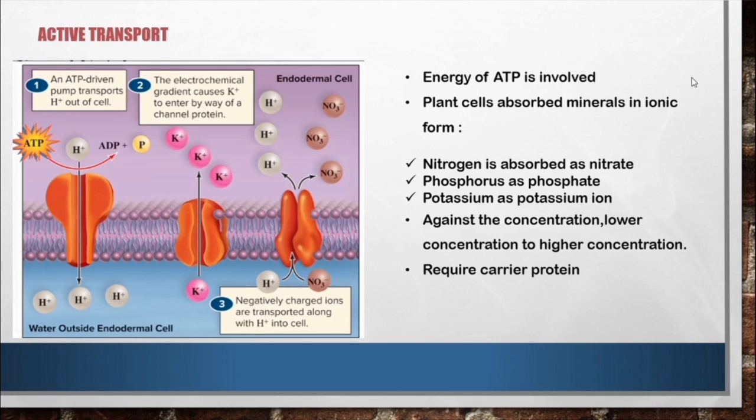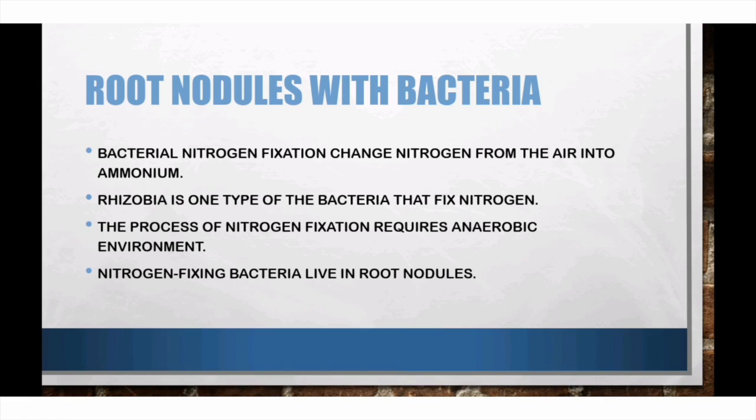Thank you. Assalamualaikum. My name is Ani Farhana binti Roslan. Now I'm going to talk about the adaptations of roots in obtaining mineral nutrients. So basically there are two mutualistic relationships to assist roots in obtaining mineral nutrients, which are first the relationship between roots and bacteria. Second, the relationship with mycorrhizae. Let's start by talking about root nodules with bacteria.